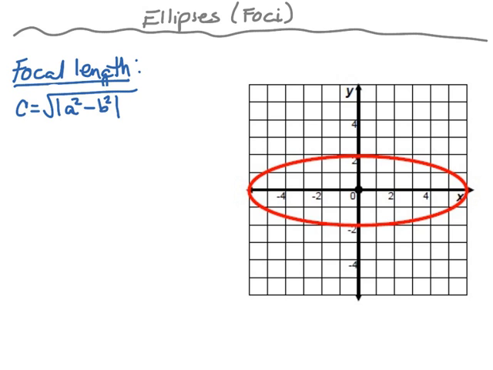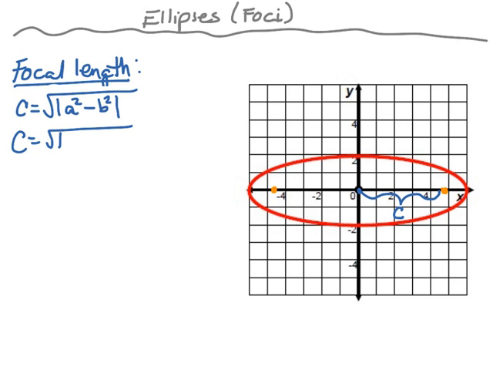Alright, so let's take a look at our first example. Here we have an ellipse, and we're going to be finding these 2 points called the foci. We have one here, and we also have a point over here somewhere in this area. So the first thing we're going to need to do to find these 2 points is find the distance from the center, which is right here, to these points over here. And again, we're calling that the focal length. So in order to find that length, we're going to use this formula, C equals the square root of the absolute value of a squared minus b squared.